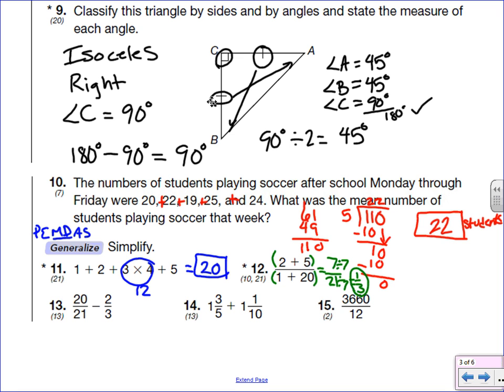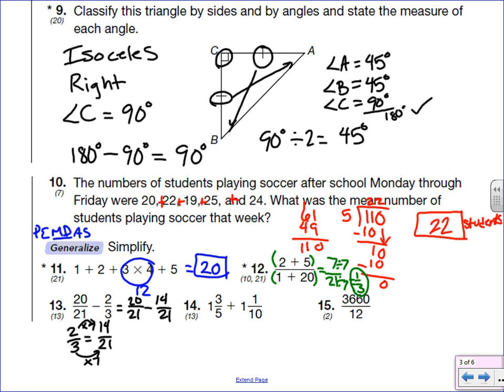In number 13, we need to find a common denominator because we're subtracting fractions. And 3, I know, is a factor of 21. So to change 2/3 into something over 21, I take 3 and I multiply that by 7. So whatever I do to the bottom, I do to the top. 2 times 7 is 14. So my new problem is 20 over 21 minus 14 over 21.